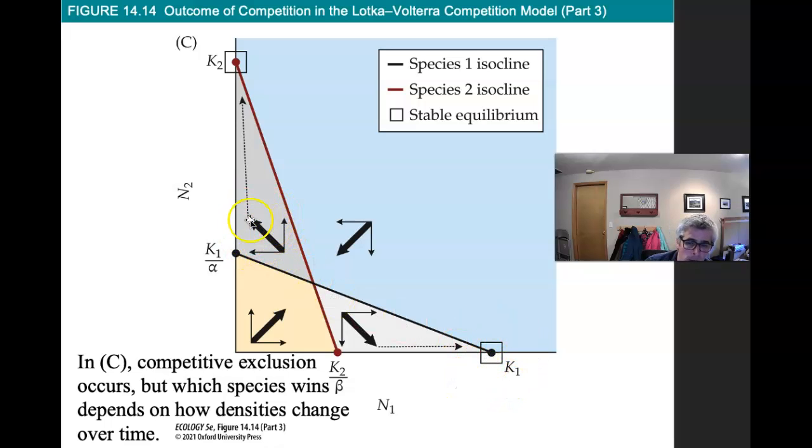Over here, if we're in this space, we're above the isocline for species 1 and below the isocline for species 2. So species 1 is going to decrease and species 2 is going to increase, resulting in a net movement to a stable equilibrium at K2. In this case, species 2 would win the competitive exclusion fight, and then species 1 would go extinct.